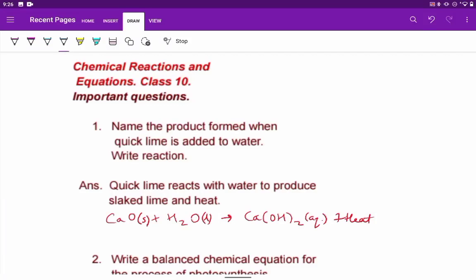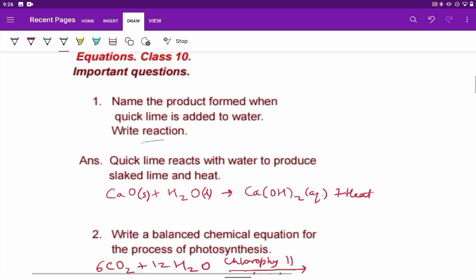Today we will deal with the topic Chemical Reactions and Equations class 10. In that we will do some important questions today. So I have brought the questions along with the answers which we will be discussing now. The first one, name the product formed when quicklime is added to water. You have to write the reaction also. So these are very important questions for your board exam students, so please concentrate.